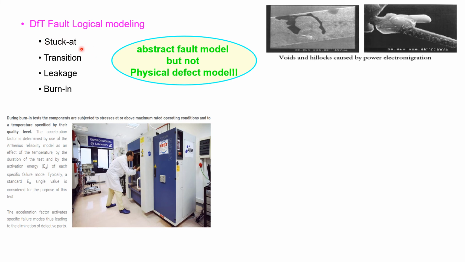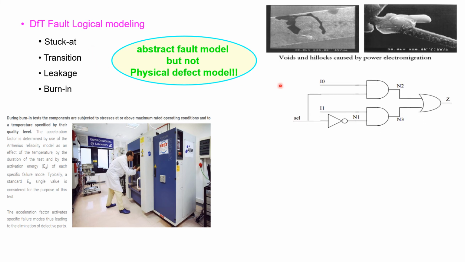So one can be a stuck-at method, where we will point the net to be stuck at 1 or stuck at 0. Actually speaking, there is no net connected to logic 1 or logic 0, but because of the physical defects in the silicon, the associated net will appear like it is stuck at 1 or stuck at 0. In the same way, there is the transition fault.